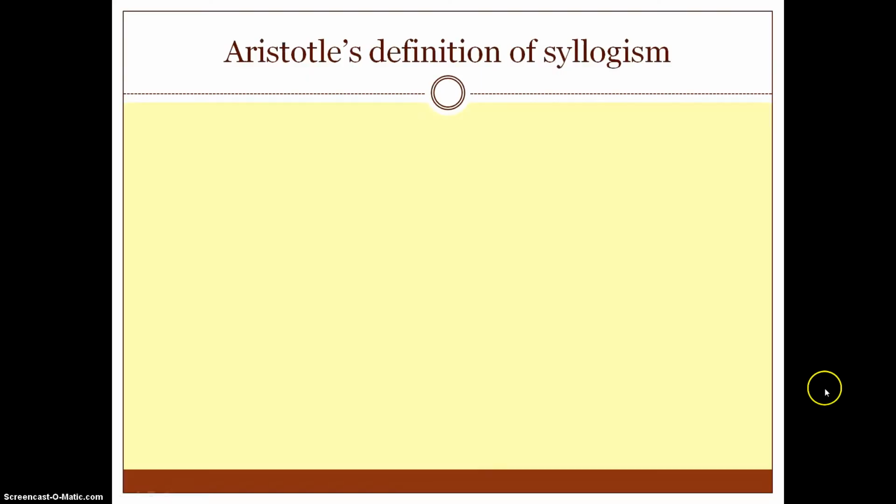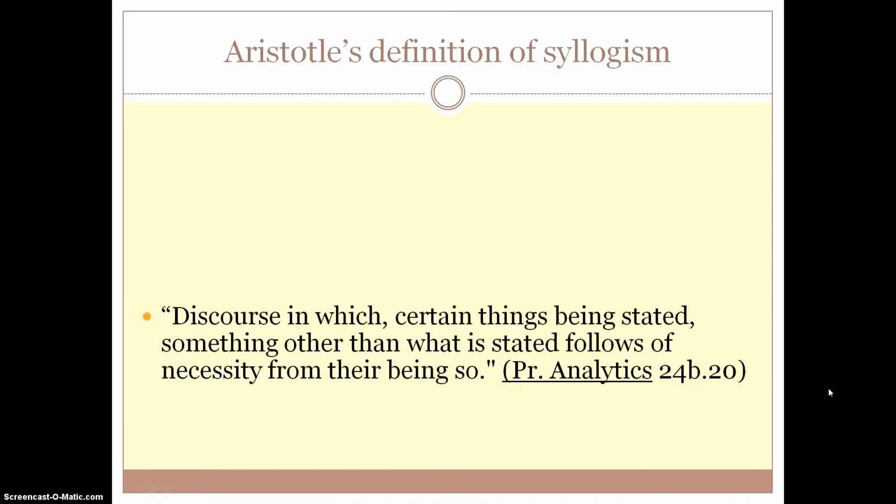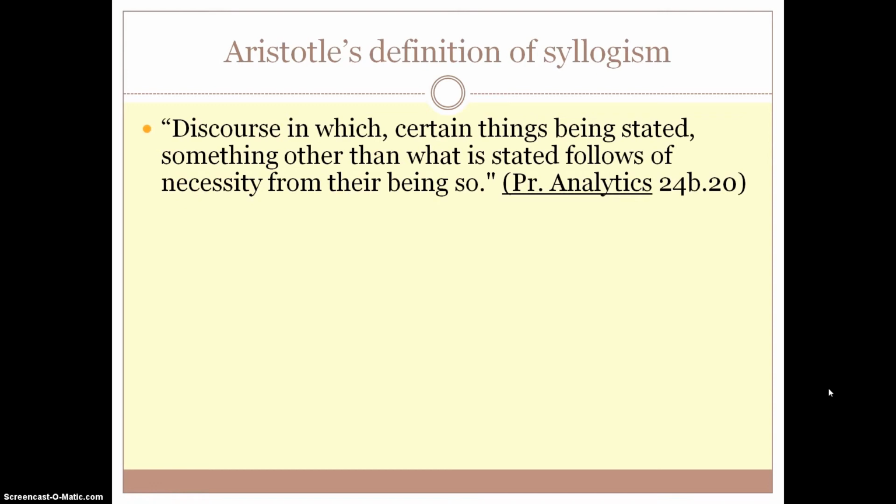Aristotle's definition of syllogism, however, is a little bit different. Notice that the mathematical example uses a more logical, mathematical arrangement of argumentation. Aristotle uses words or a verbal means to describe his syllogism. And he says that discourse in which certain things being stated, something other than what is stated follows of necessity from their being so. Now that's kind of an awkward way to say something, but let me break it apart so that it makes sense.